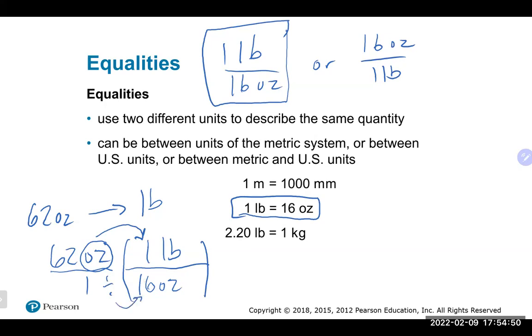When we do that, we're essentially dividing ounces on top with ounces on the bottom, and they will cancel each other out in this case. That will leave us just pounds that are left in terms of our units.